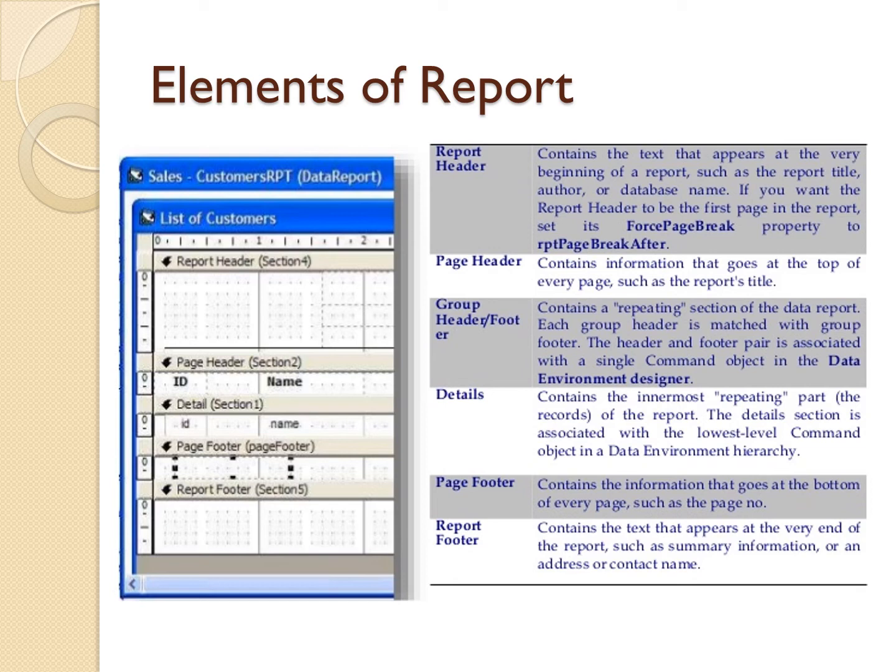Next one is page footer. Page footer contains the information that goes at the bottom of every page, such as the page number. Next, the last one is report footer. It contains the text that appears at the very end of the report, such as summary information or an address or contact name.